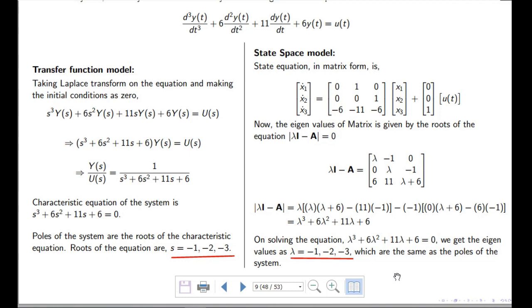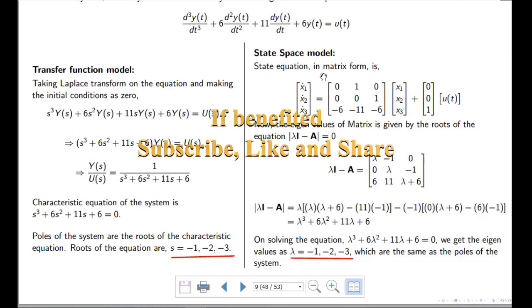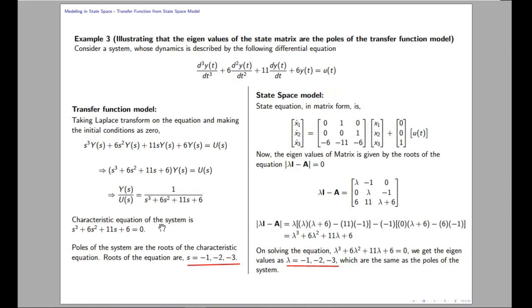If you equate it to 0, you can again very well get the values as this. Please see this equation and this equation. Only thing is s is replaced by lambda here. And obviously this equation and this equation should give you the same roots. So hereby we understand that the eigenvalues of the state matrix A and the roots of the characteristic equation in the transfer function model are one and the same.